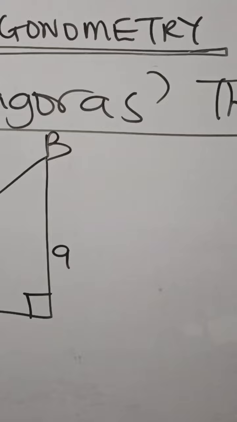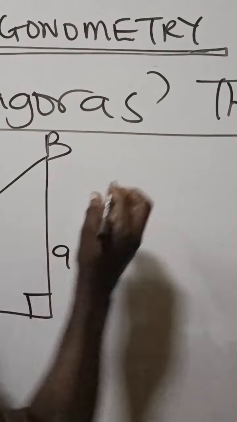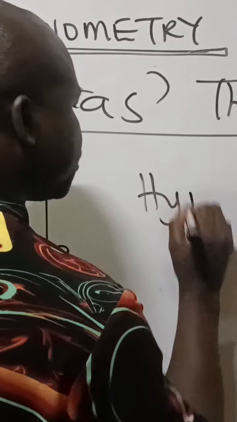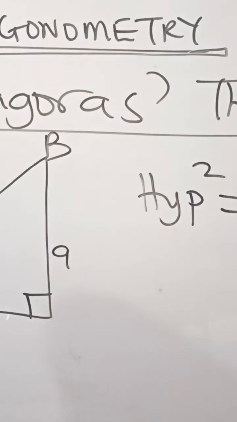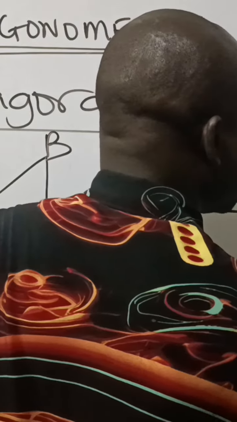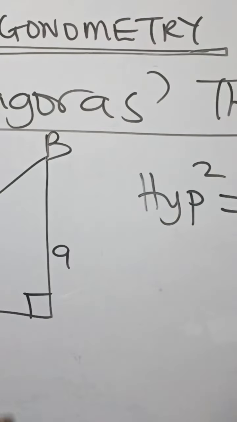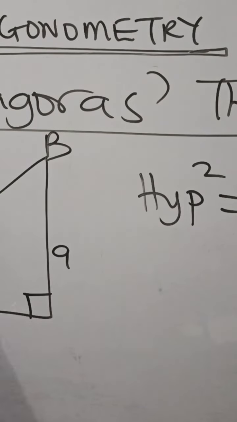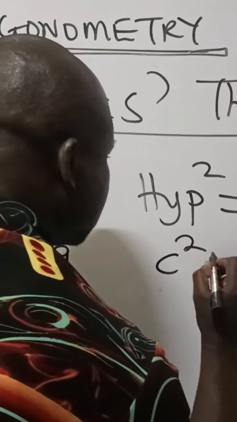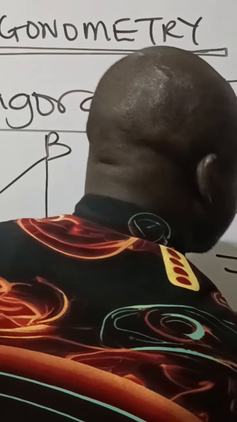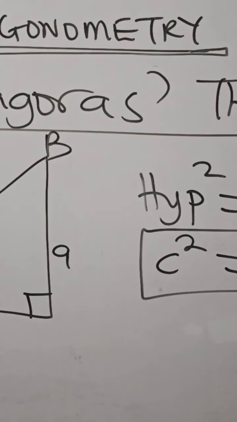That is, in this figure now, the hypotenuse is C. So the Pythagoras theorem says that the square of the hypotenuse is equal to the square of the opposite plus adjacent squared. That's what the theorem says. So in this figure now, the hypotenuse is C. C squared is equal to opposite is A squared plus B squared. So when we apply Pythagoras theorem to this figure, that is what we are going to get.